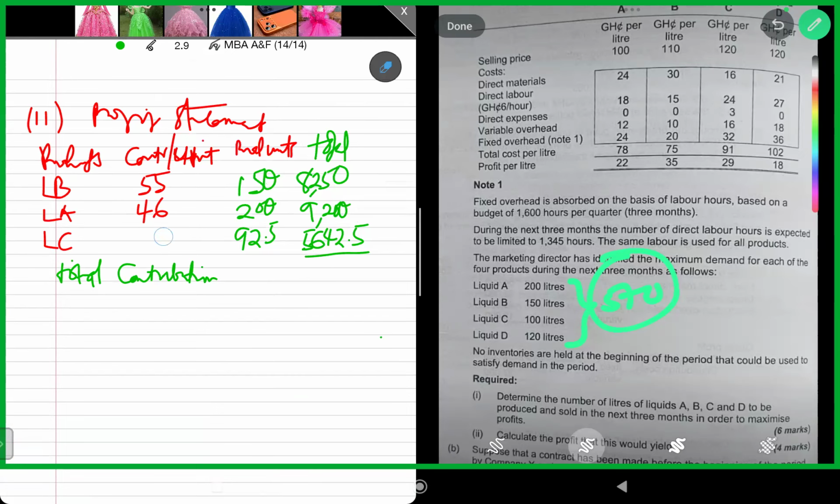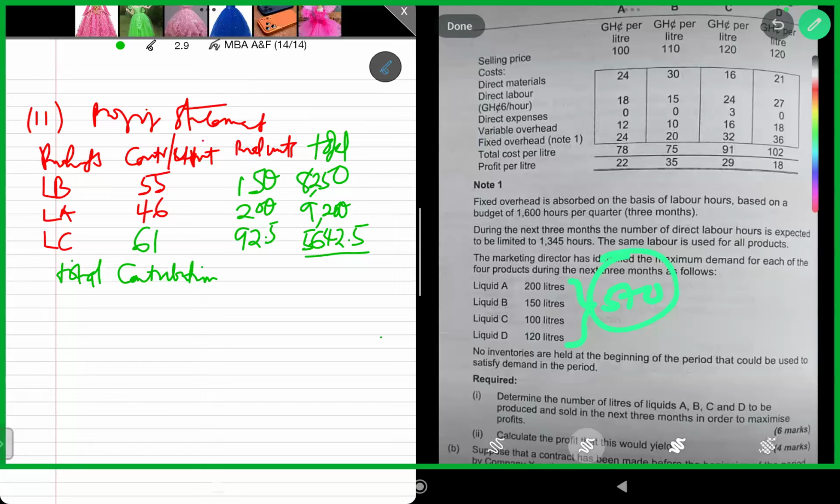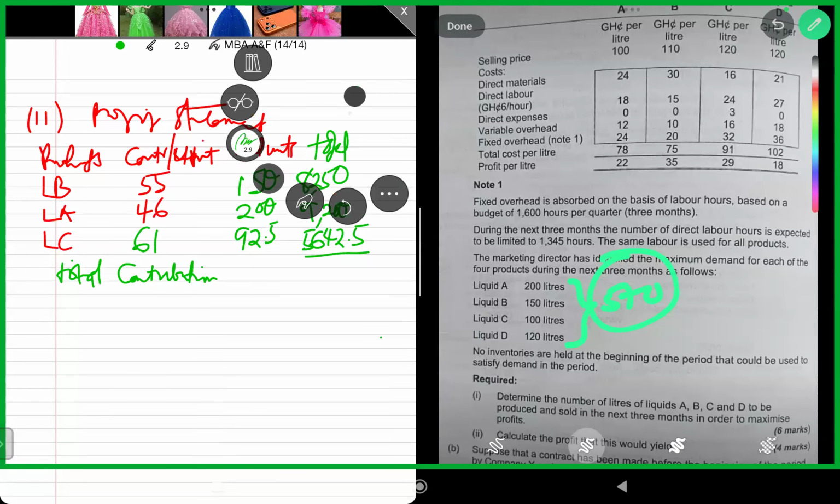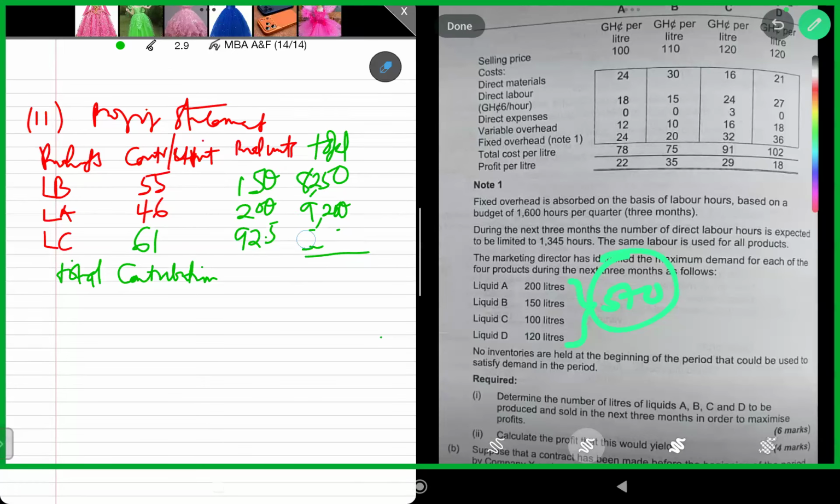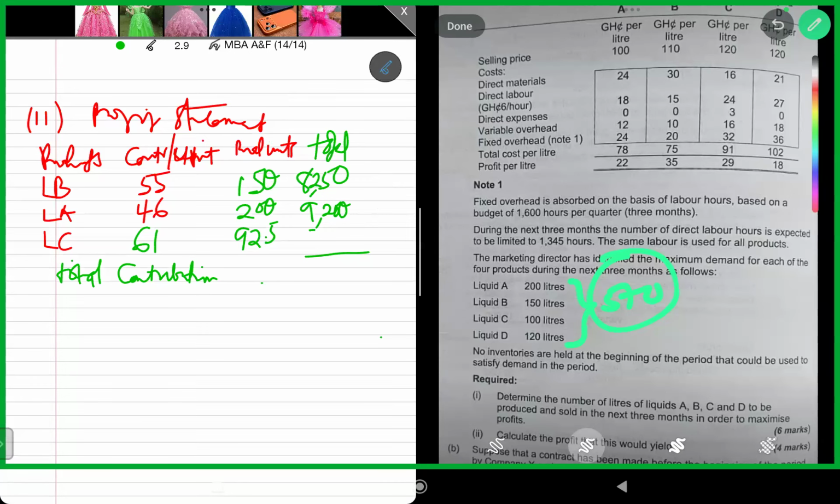Okay, so it's 61 here. Let's be quick. So what do we have? So 5, 6, 4, 2.5 give us 23,092.5. Madam, 61 times 92.5 will give us 5,642.5.